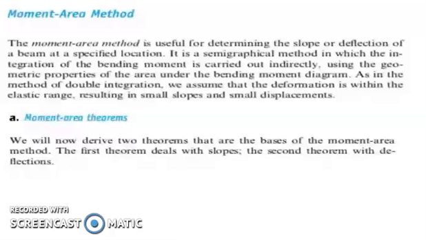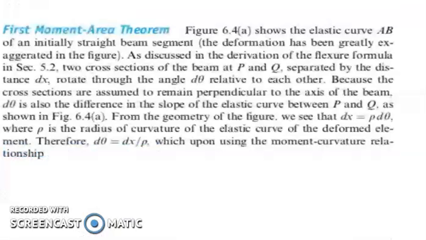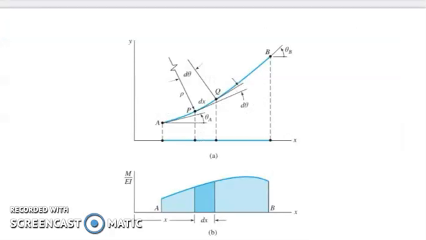So basically, for the first moment theorem, we have here in our figure our elastic curve AB, which is an initially straight beam segment. From our figure, it shows the elastic curve AB, which is of an initially straight beam segment. The deformation has been greatly exaggerated in this figure.